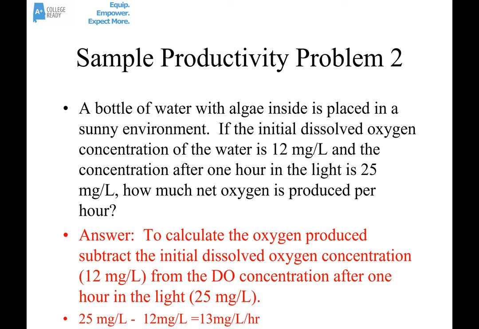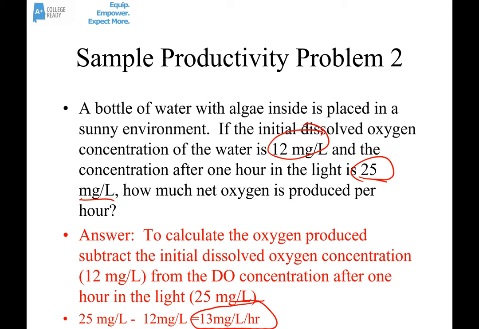So now we have, think of it as the same bottle with an initial concentration of 12 milligrams per liter of dissolved oxygen. This time we put that bottle in the light for an hour. And after an hour, our DO levels are at 25 milligrams per liter. So how much net oxygen is produced per hour? Well, we started with 12, we ended up with 25. So we take 25 minus 12, we net 13 milligrams per liter per hour.